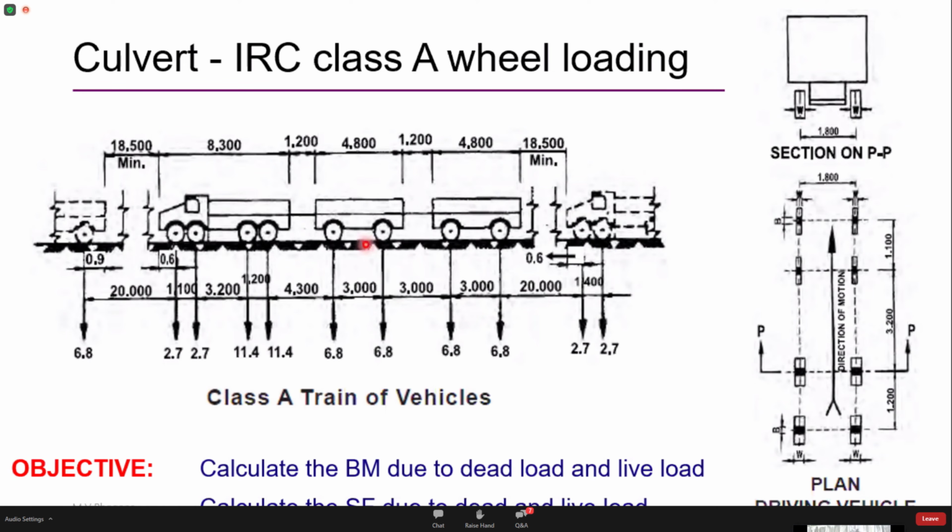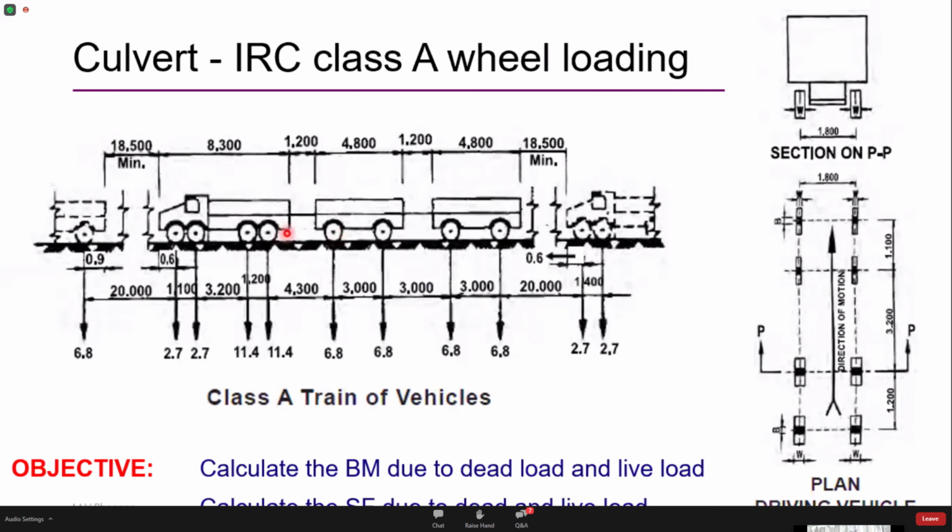And you can see here the subsequent trailer loads. The axle loads transmitted by these trailers are 6.8, 6.8, 6.8 and 6.8 tons respectively. So in this whole loading configuration, we can see that the highest axle loads are transmitted by these 2 axles of the prime mover. So these axle loads are 11.4 tons each.